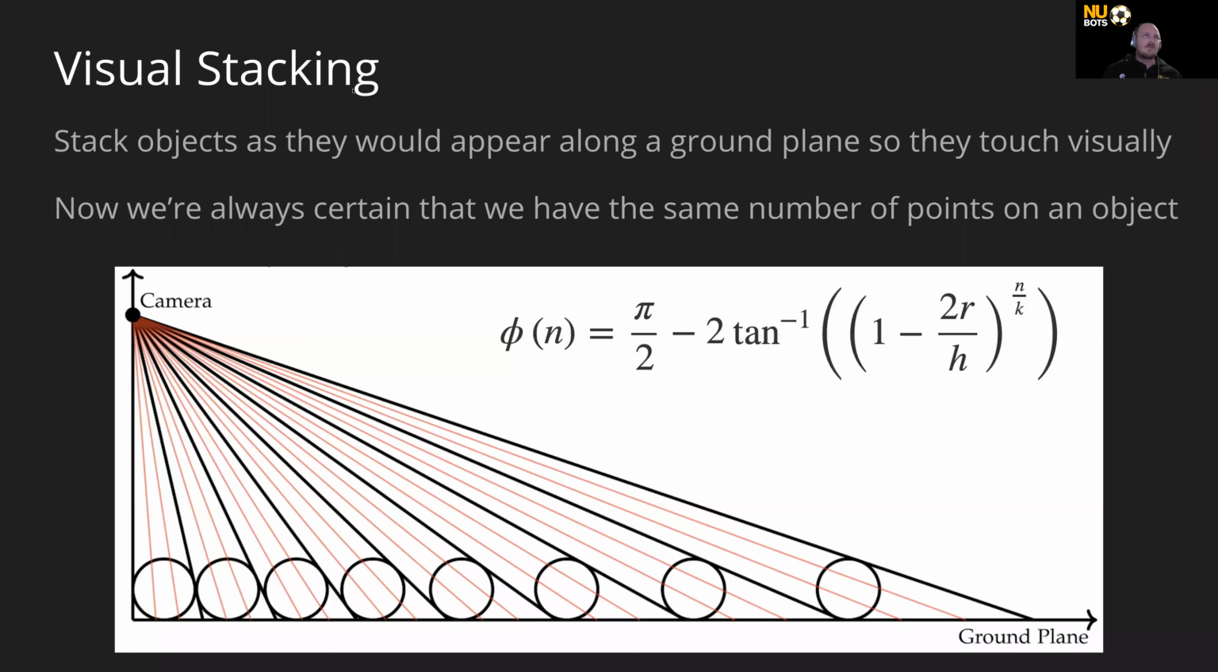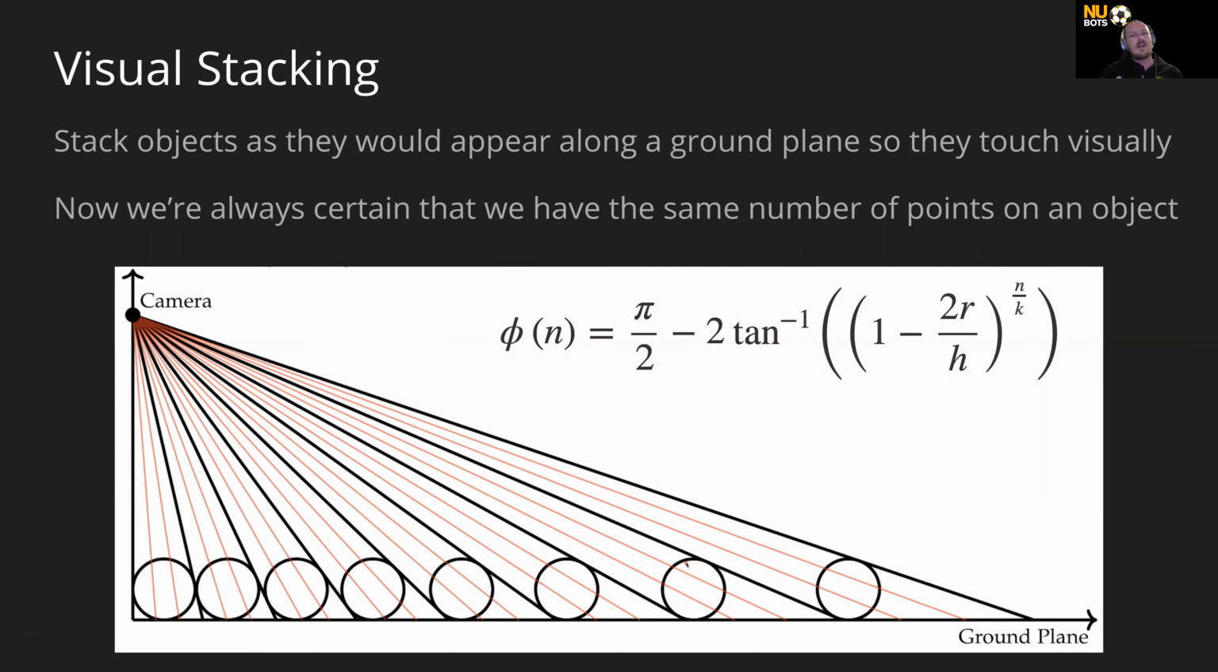So the main way we do this is through a visual stacking method. So we stack objects so they would appear as they appear on the ground line, so they would touch visually. So you can imagine if this is the camera and we had a ball here, imagine if we rolled that ball forward, we would then end up with another ball here, and you carry on, so on and so forth for as far as you want.